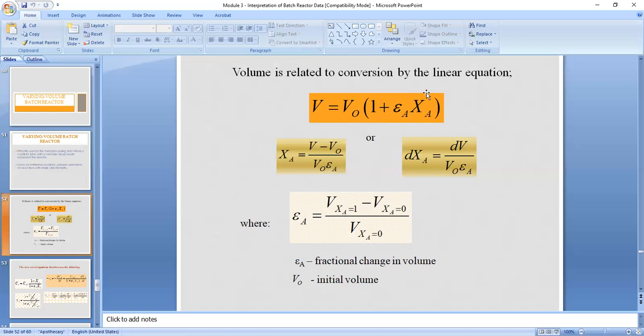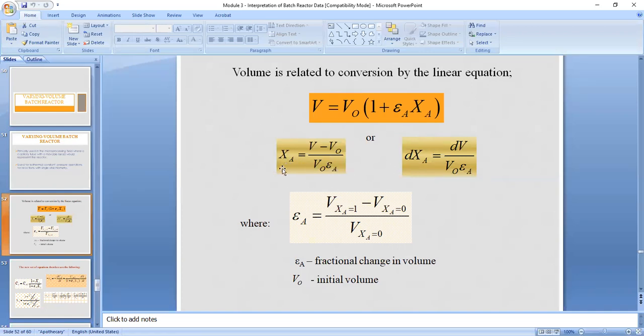XA here is the conversion, the degree of conversion of your species A, the reactant species. Now, from this particular formula, you can derive the formula of the conversion, this time based on the change in the volume. You can see here, final minus initial volume divided by the product of the initial volume and epsilon A. And we will have a different representation for the differential of the conversion taken from this particular equation.